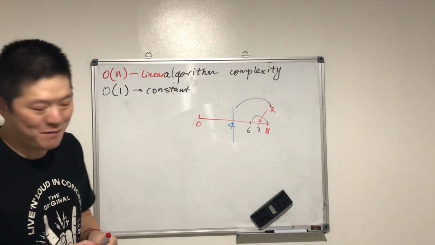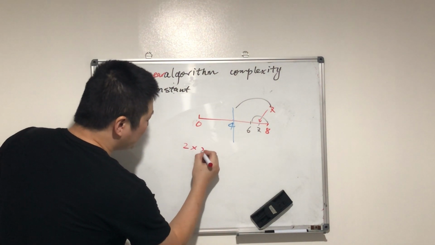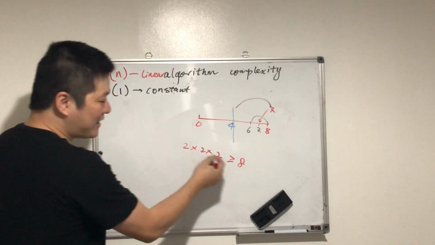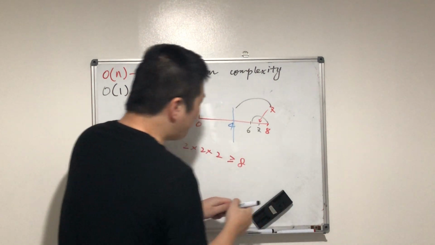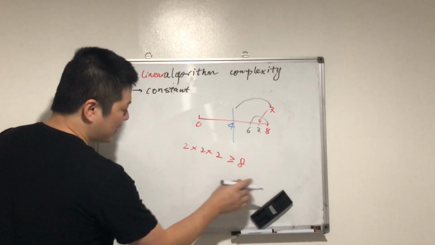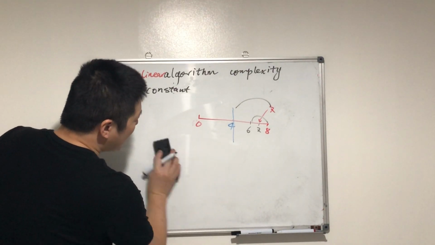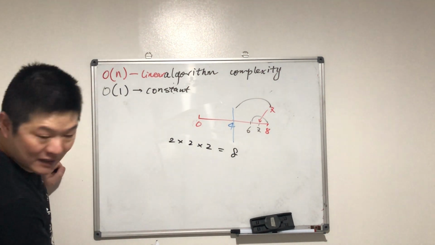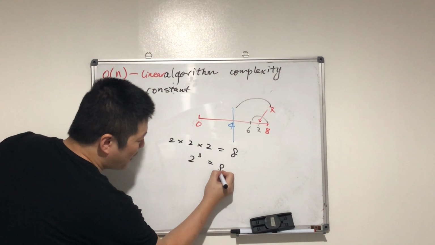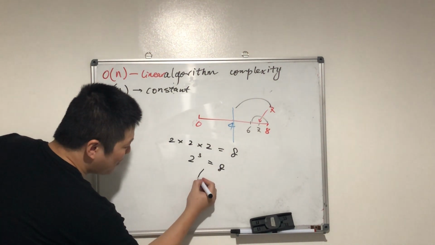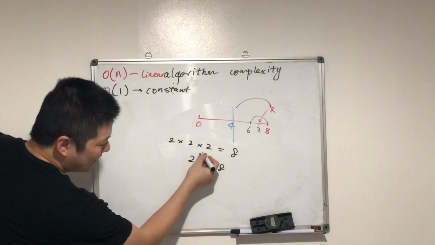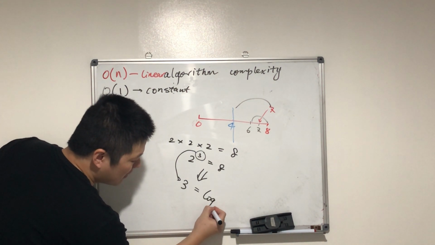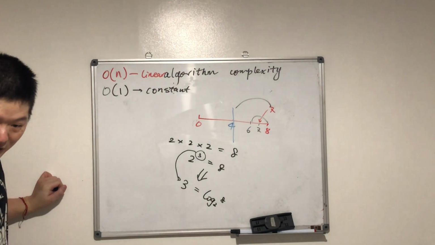So why do we know it's 3 times? It's that 2 times 2 times 2 is greater than or equal to 8, right? There are only three 2's. This is called log. You probably don't know the function yet, but we can write it this way: 2 times 2 times 2 equals 8, so 2 to the power of 3 equals 8. So we can write 3 equals log base 2 of 8.